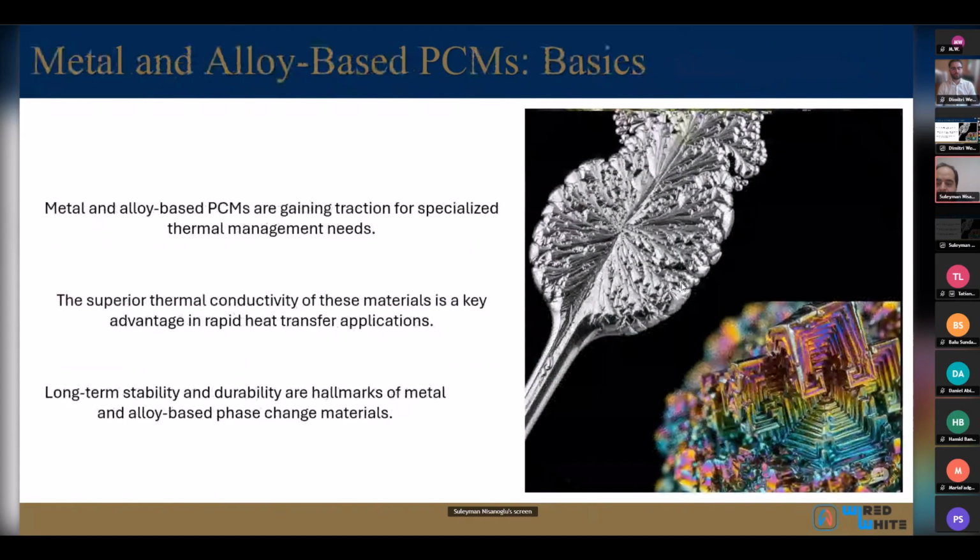That is a problem. And the third type of phase change material is metal and metal alloy based phase change material. Metals and metal alloys can also be used as phase change materials. However, due to low latent heat capacity, their areas of use are limited.